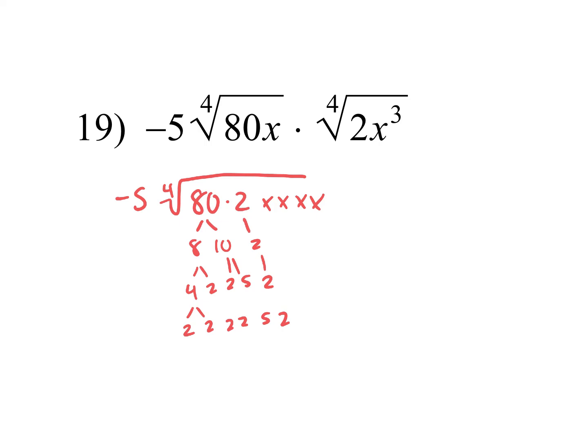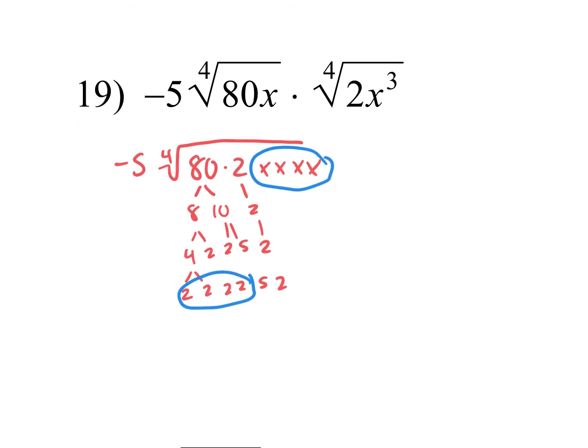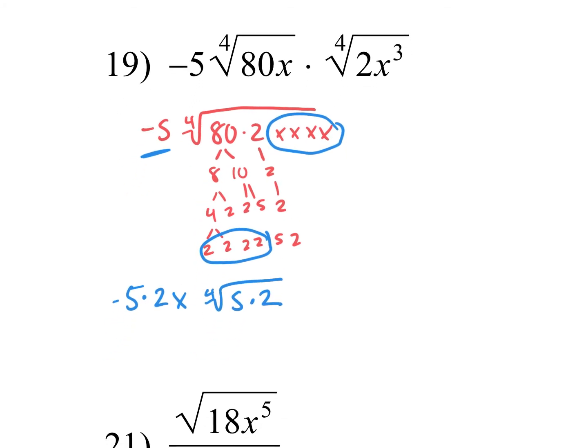I'm circling groups of what here? Groups of 4. So I have 4 2s. Anything else get circled? 4 x's. So what comes to the outside? 2x and what else? The -5. Because the -5 is already on the outside. What stays on the inside? So the 4th root of 5 times 2. So what do I do to the numbers on the outside? Multiply. So this would be -10x. And the numbers on the inside? 10.